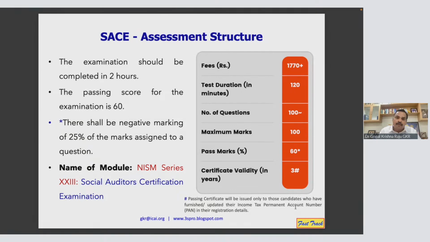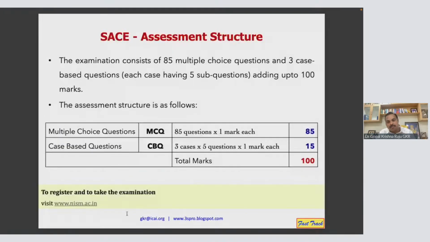Number 2, there are study materials. Once you make a payment of the fee online, on the site nism.ac.in, you can go and register yourself with a user ID and a password. For that, you need to upload your income tax Permanent Account Number, that is, your PAN card.